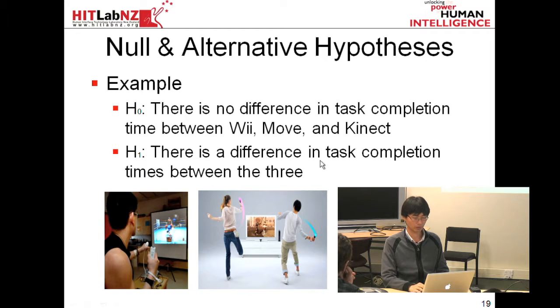So there is a difference in task completion time between the three. And then, since it's hard to prove this in an empirical way, you negate it. You take an opposite statement saying there is no difference in task completion time between the three conditions. And then through the experiment, what you are trying to do is falsify or disprove this null hypothesis so that you can make a conclusion that since this is not true, maybe H1 is more likely.